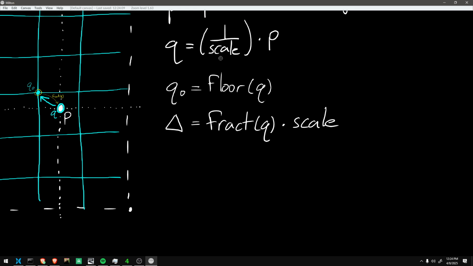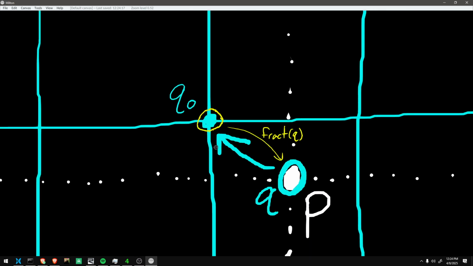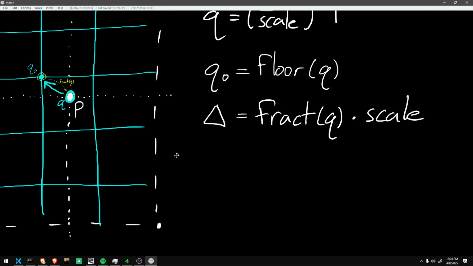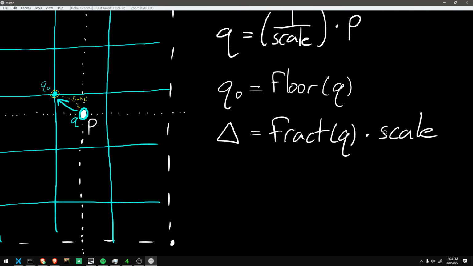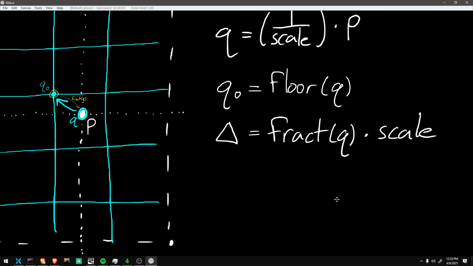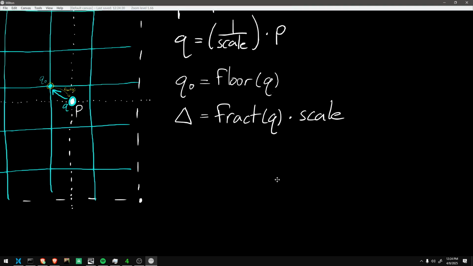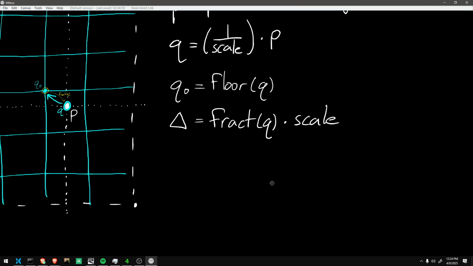Now what we want to do is clamp that, right? So like I said, that could be as large as the scale factor, right? Because fractional Q could be very, very close to 1. So this could be very, very close to the scale, or it could be very, very close to 0. What we're going to then do is clamp the top so that this delta cannot be larger than 1, 1.